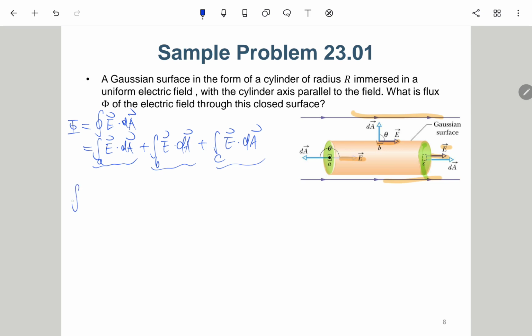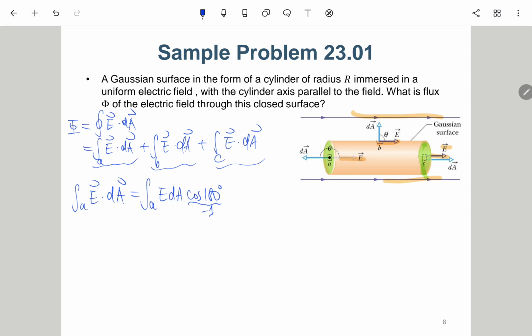Okay, so first of all, integration of E dot dA for A. Considering this one, the E field is pointing to the right side, and dA should be pointing outward and perpendicular to the surface. So dA points to the left side. In such a way, E and dA have a theta of 180 degrees. So it is something like integration of E dA and then cosine of 180 degrees. Okay, so this is actually -1.